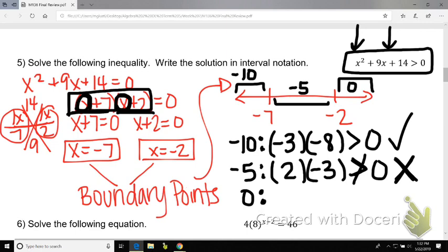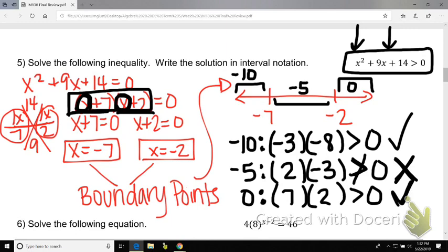So now we have to try the 0, because 0 is the number I'm using to represent all numbers greater than negative 2. So if I plug in zeros to those two sets of parentheses, what's 0 plus 7 and 0 plus 2? Is that answer going to be greater than 0? 7 times 2 is 14. 14 is definitely greater than 0.